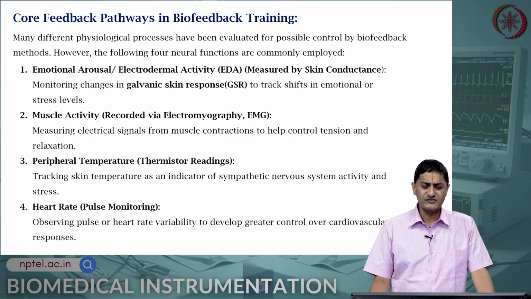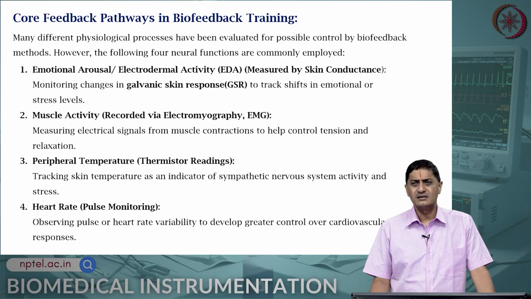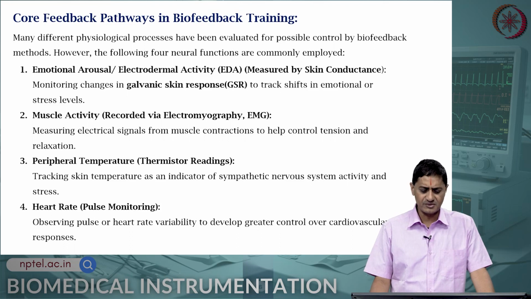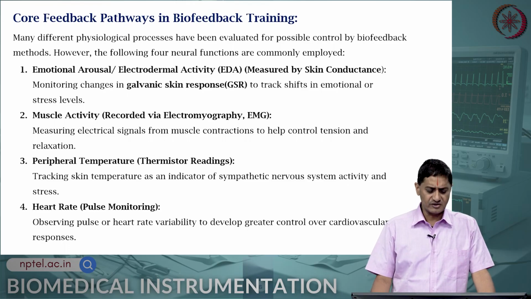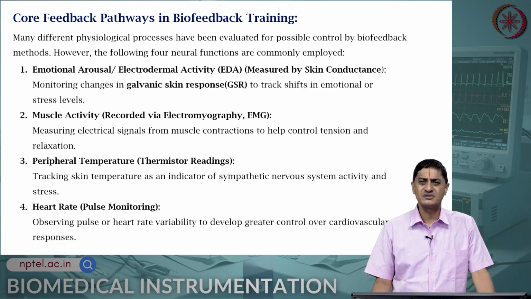There are many different physiological processes, and many of them have been evaluated to identify which would be useful as biofeedback methods. Some of them are commonly employed. One is emotional arousal or electrodermal activity measured by skin conductance. This is done through what is called the galvanic skin response, to track shifts in emotional or stress levels. Muscle activity quite often is recorded using EMG to measure activation from specific muscles to control tension, that is, how much tension is there in specific muscles.